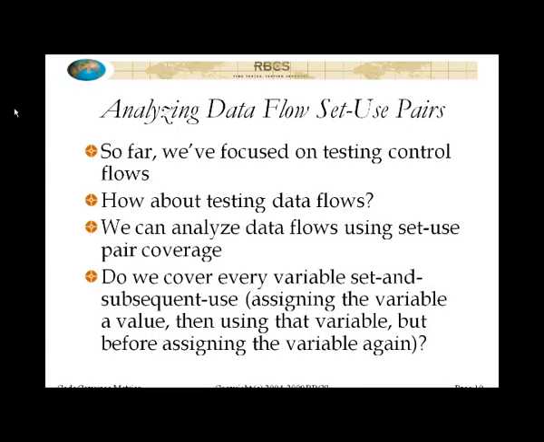Okay, so far we've been looking at control flows, so let's move on to look at data flows briefly. What we can do to look at data flows is to use something called set-use pair coverage. Basically, you're looking at when a variable is assigned a value and when that value is subsequently used prior to that variable being assigned again, in other words, the value being overwritten. So you're watching a value flow through a sequence of variables with set-use pair testing.